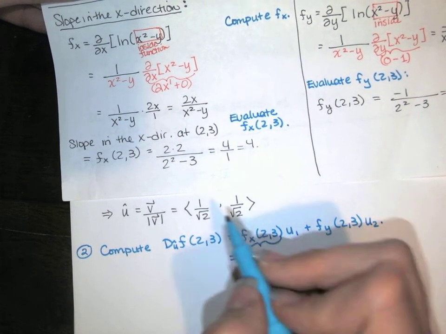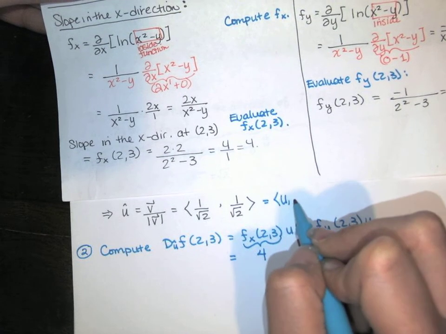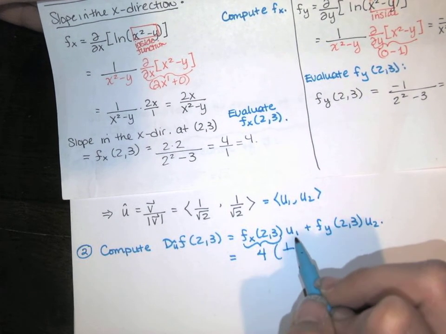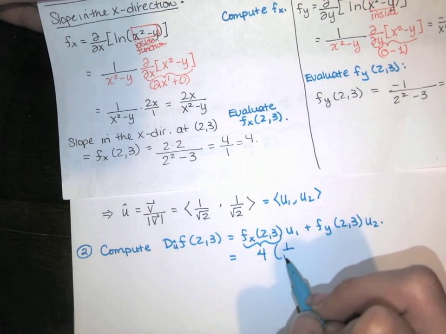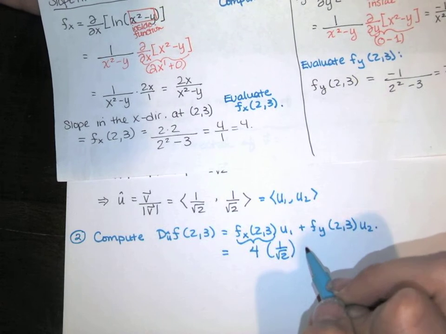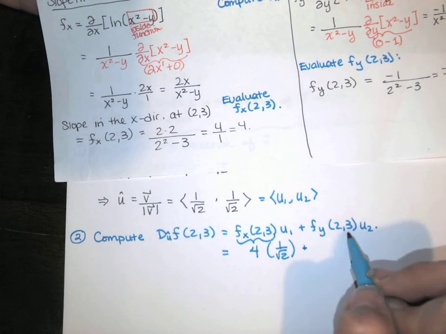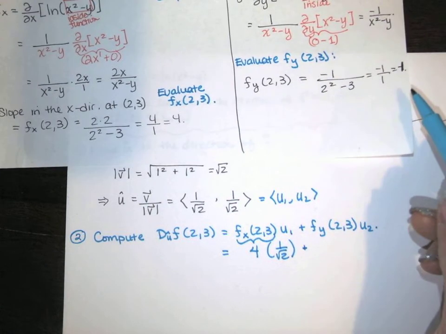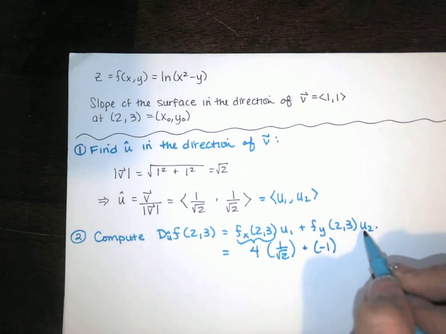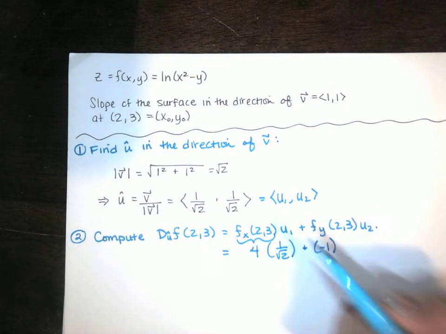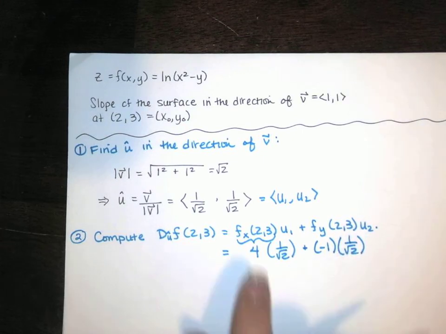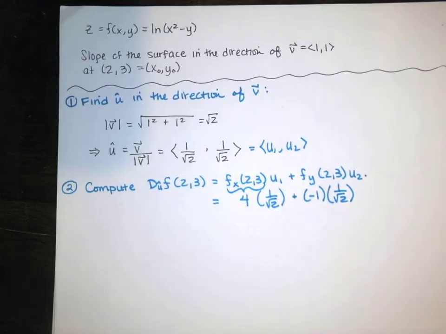And u1, that's the first component of our vector u, so we just multiply. u1 is just 1 over square root of 2, so we're going to multiply by that. And then we're going to add the slope of the surface in the y direction. We already calculated that. That was -1. And I multiply that by the second component of u, which is called u2.